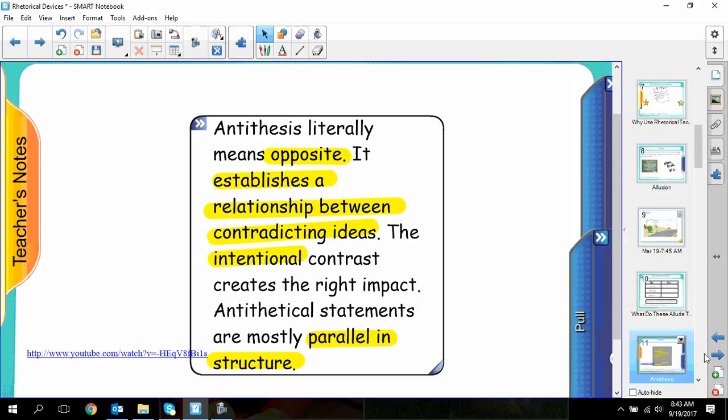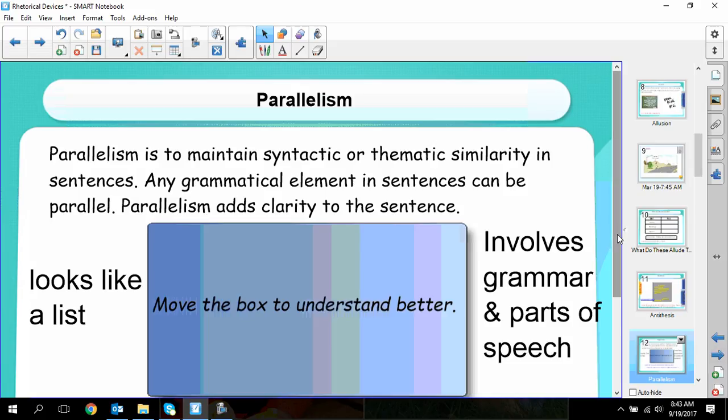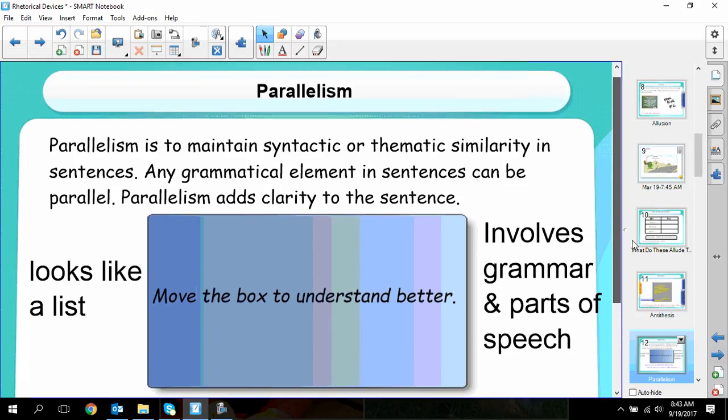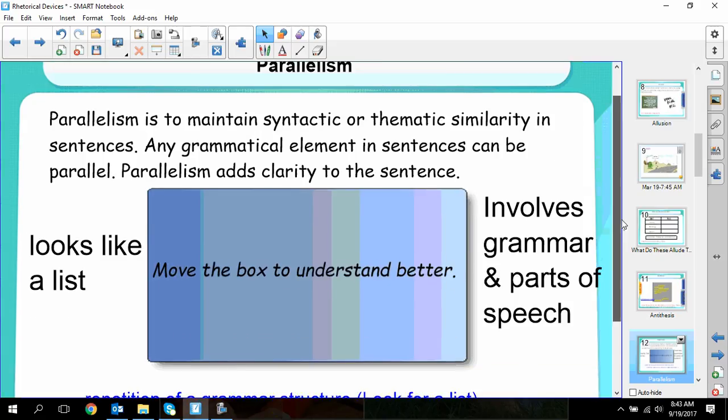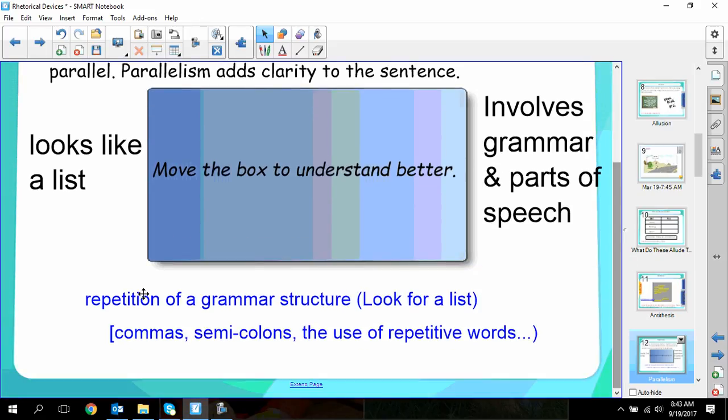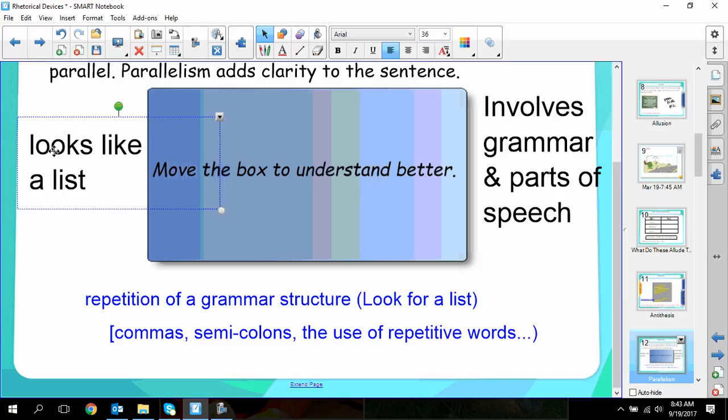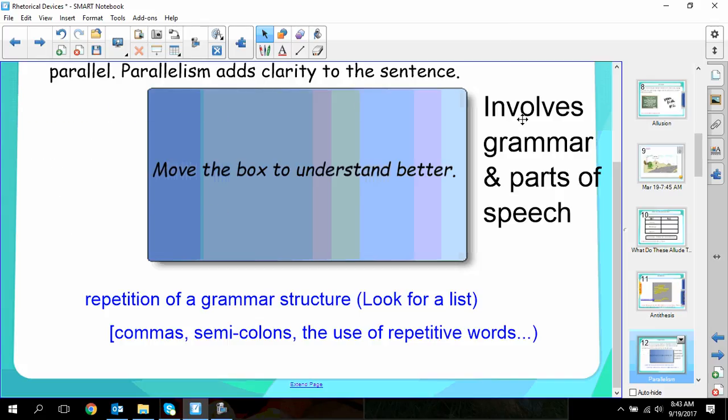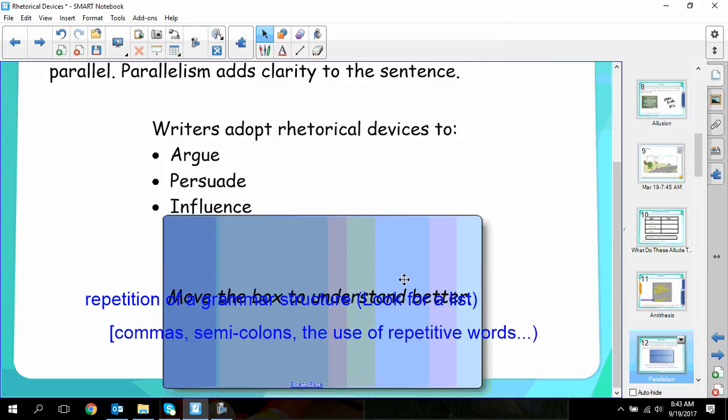Okay. The last term that we're going to get to today is parallelism. Okay. Parallelism is, look at that official definition. Okay. It's to maintain syntactic and thematic similarities in sentences. Any grammatical element in sentences can be parallel. Parallelism adds clarity to the sentence. Oh my gosh. Okay. Here's my simple definition. Parallelism looks like a list. It involves grammar and parts of speech. Okay. And the idea is that it's a repetition of a grammar structure. Okay. So, like I said, look for a list, commas, semicolons, and the use of repetitive words. Okay.